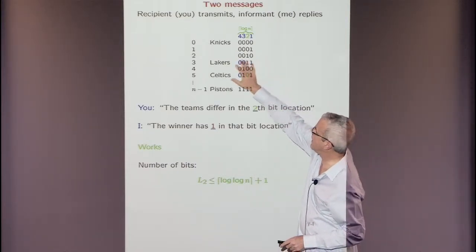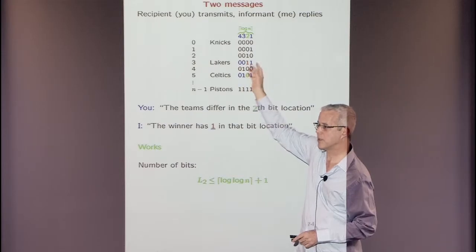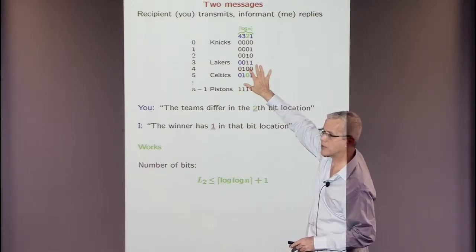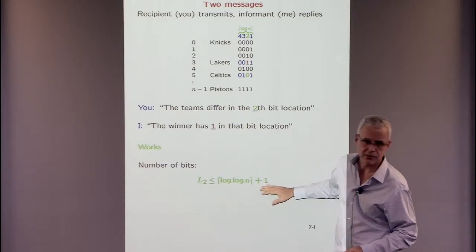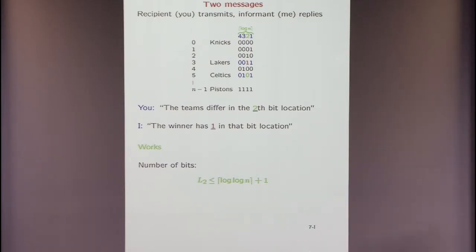You transmitted one of the coordinates, the n teams, so there are log n coordinates. To describe one of them is log n. And then I respond with 1 bit. Okay? So we saw that with 2 messages, we went from log n to log n, logarithmic.